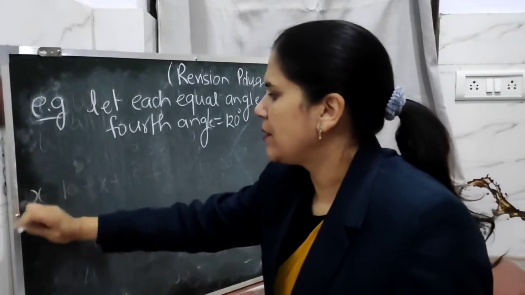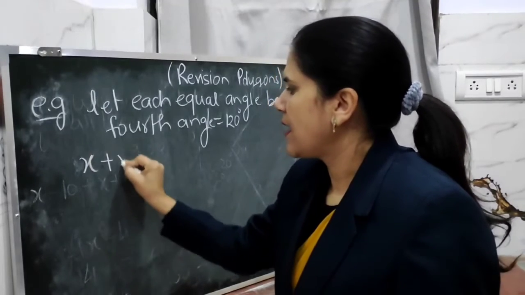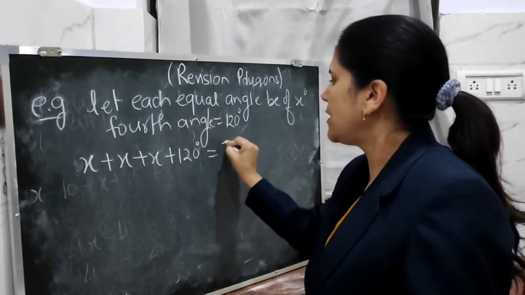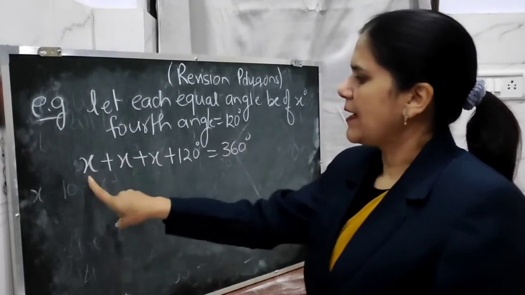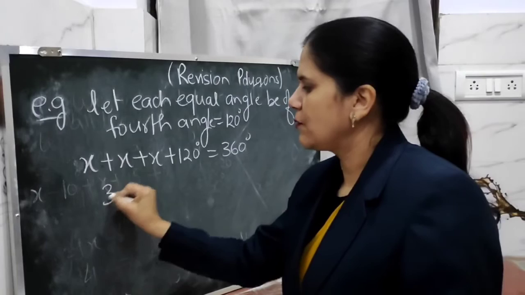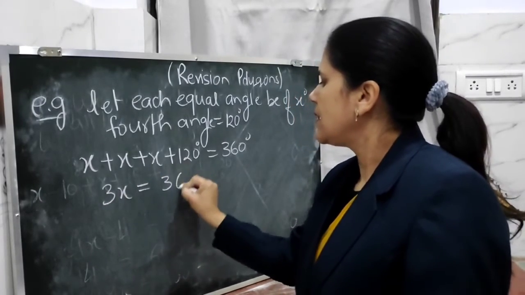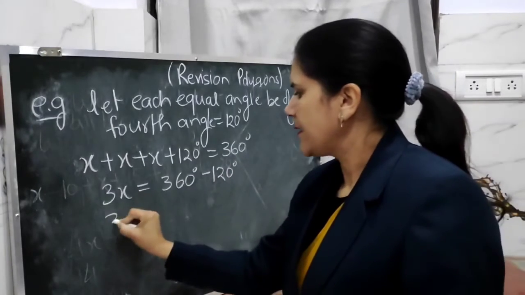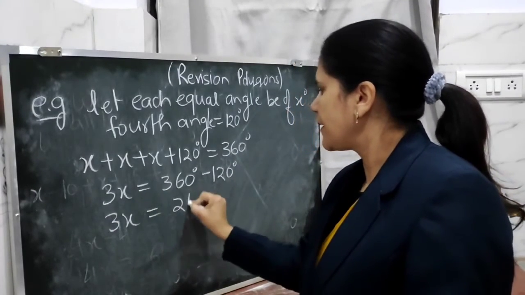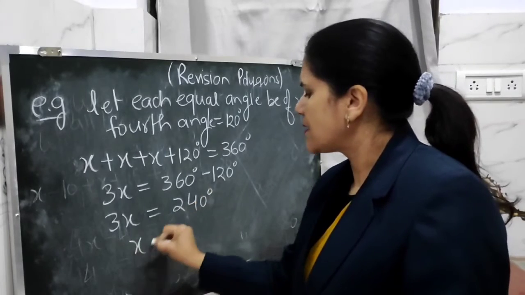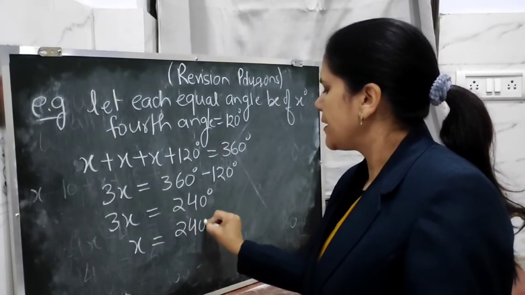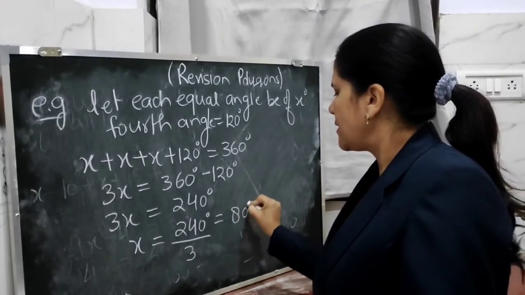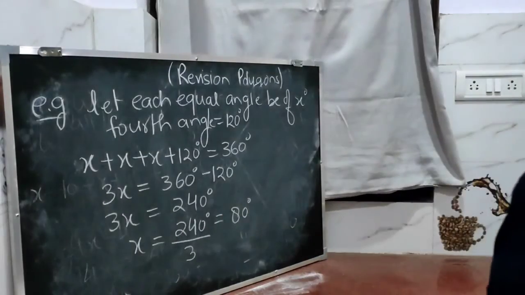So you can write down here x plus x plus x plus 120 is equal to 360. x plus x plus x will give you 3x is equal to 360 minus 120. That is 3x is equal to 240. That is x is equal to 240 degree divided by 3. Each equal angle comes equal to 80 degree.